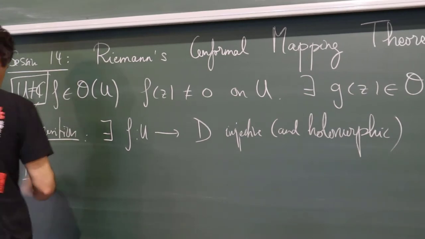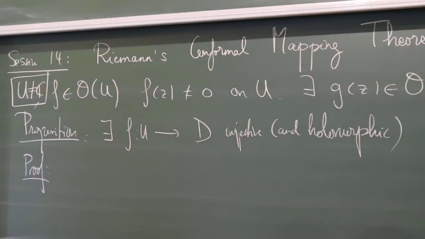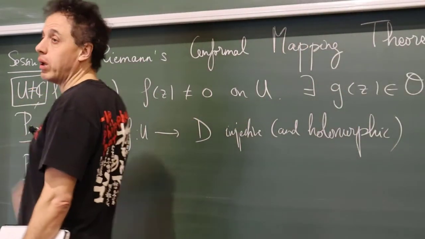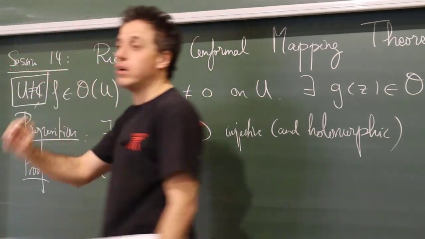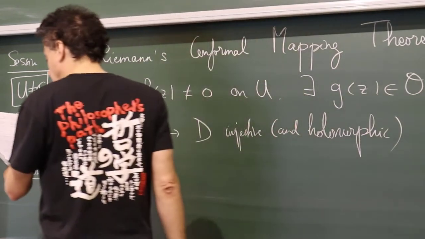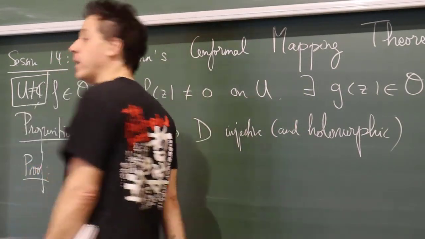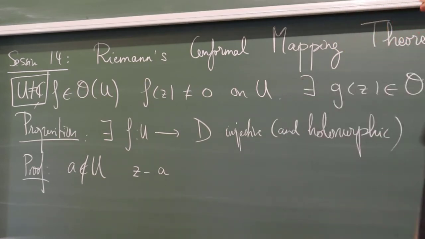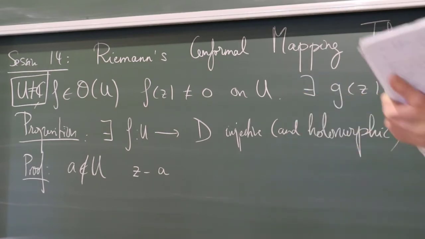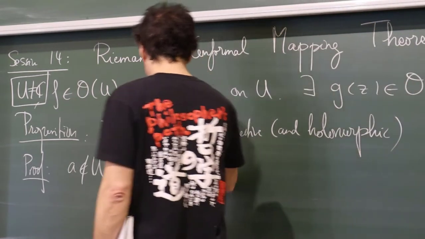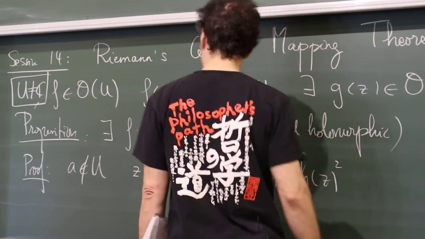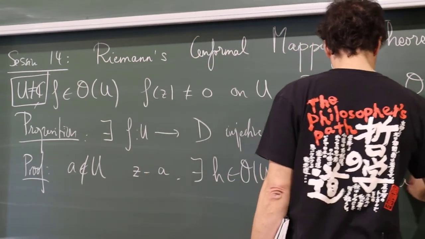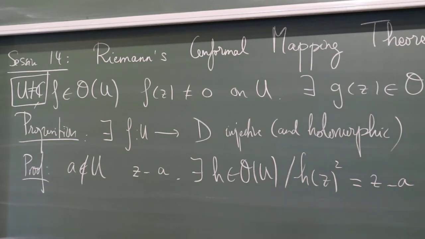with all the things we already have. The proof of that: take a point that is not in U. So here we are using that U is not C. Take a point A, not in U, and consider the function z minus A. z minus A is a holomorphic function on U, and it does not vanish on U. So it has a square root, this function. So there exists a function h, like this, with h squared equal to z minus A.